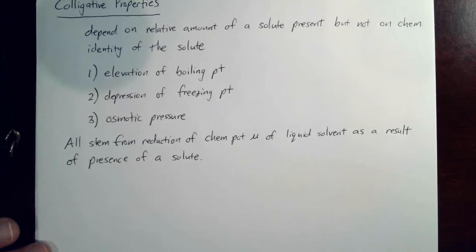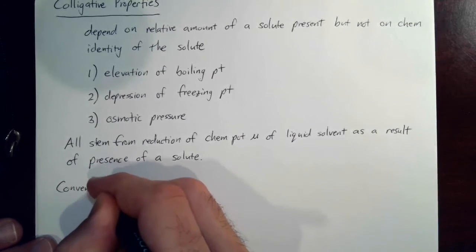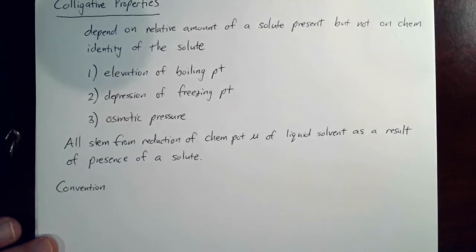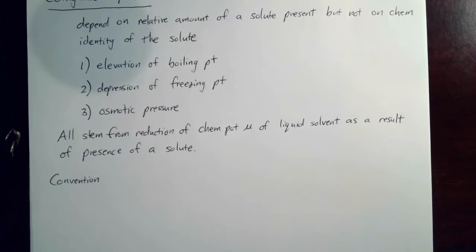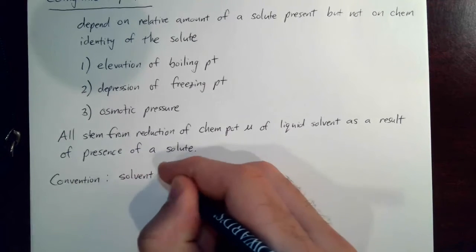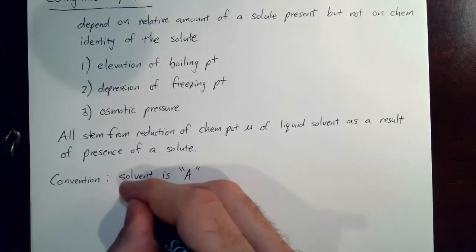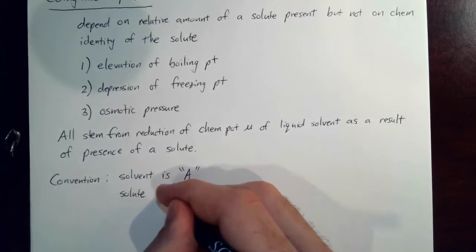Before we proceed any farther, I want to lay down a convention that we're going to be using. We've been more or less using it already, but I want to make it explicit that when we are talking about a solvent and a solute, the solvent is going to be labeled A typically, and the solute is going to be labeled B.